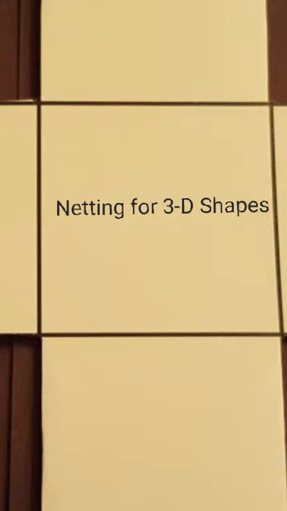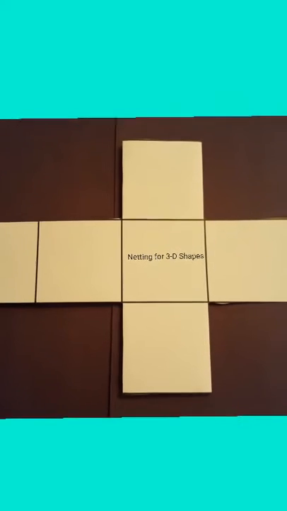Okay, class, so today we will be talking about nets for 3D shapes. You may remember doing netting for objects such as cubes or square-based pyramids in previous grades. Just to remind you, a net looks something like this. So for today, we will be discussing how to match a given net to a 3D object and how to make a 3D object from a given net.